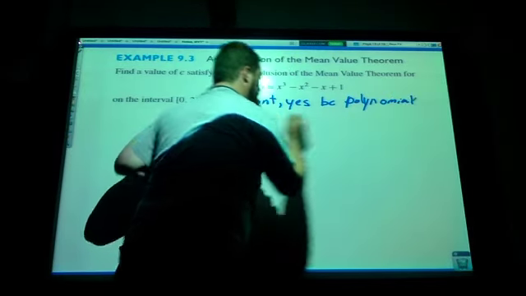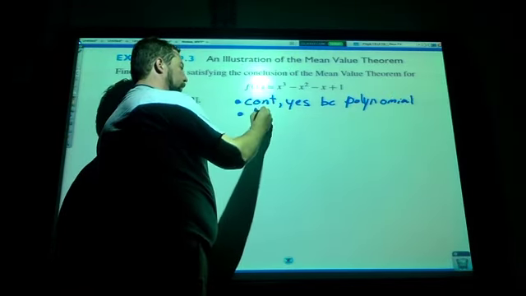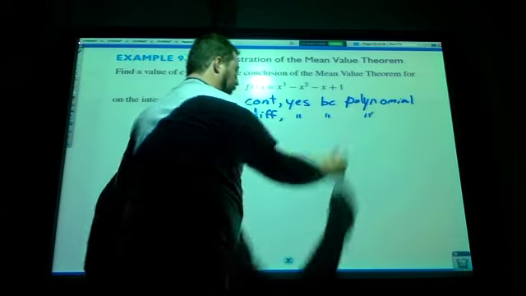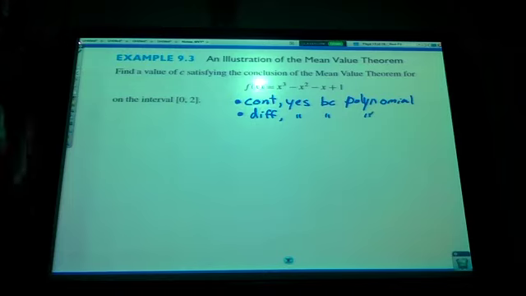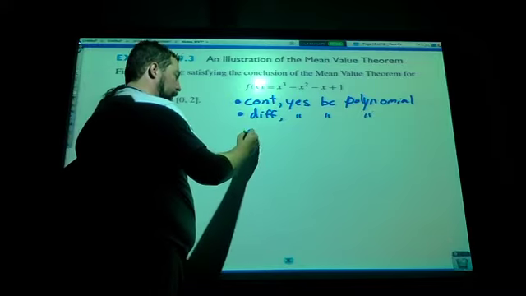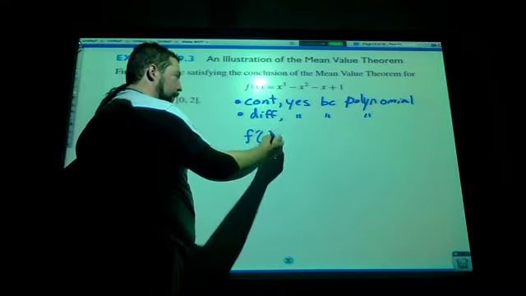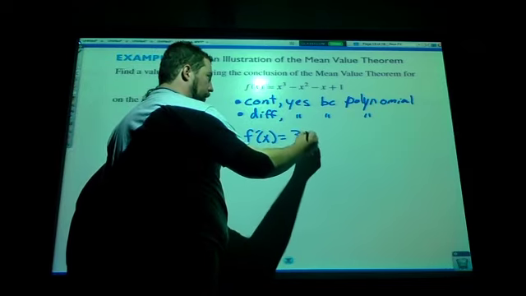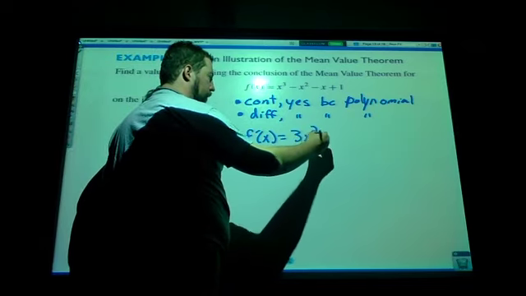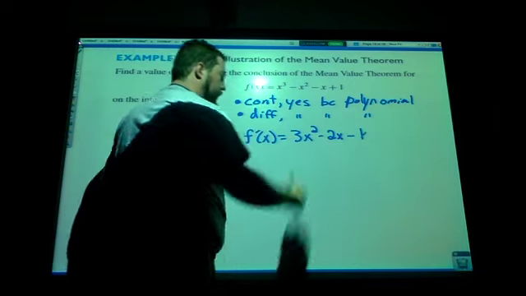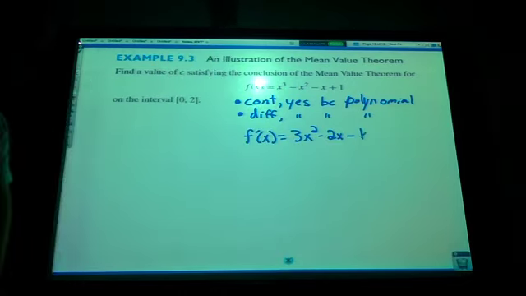All right, it's differentiable for the exact same reasons. It's a polynomial. All right, so we need to do a couple of things in order to do it. First thing we need to do is find the derivative, f prime of x. Easy to do here: 3x squared minus 2x minus 1. Simple enough.